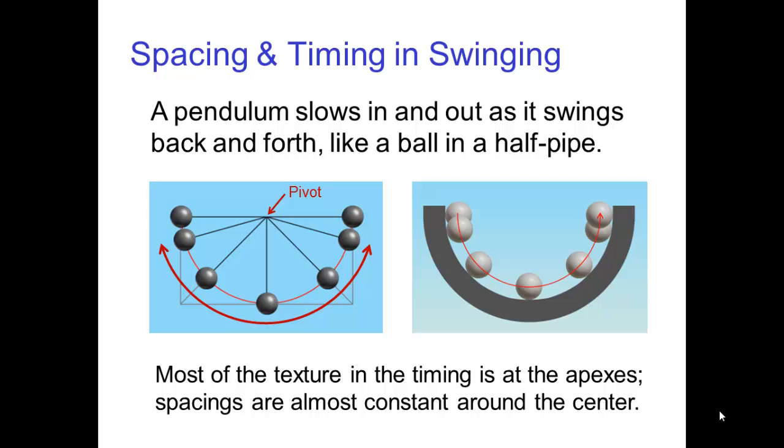Let's start with the timing and spacing for swinging motion. A pendulum slows in and out as it swings back and forth, much like a ball rolling in a half pipe. Most of the texture and the timing is at the apexes. The spacings are almost constant around the center. It's true that there are some similarities between swinging motion and bouncing motion. However, bouncing motion has more texture.